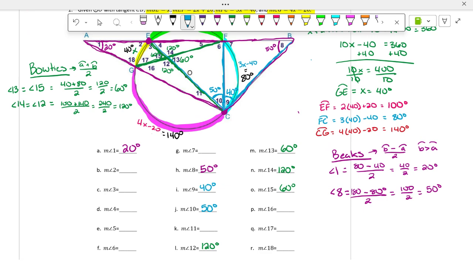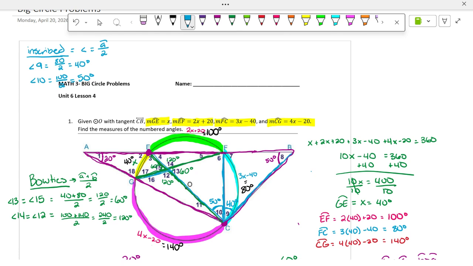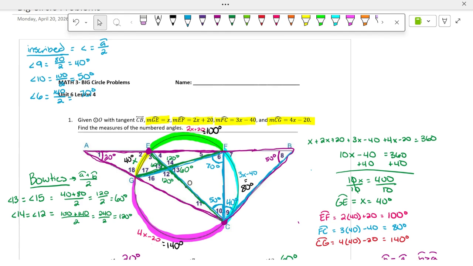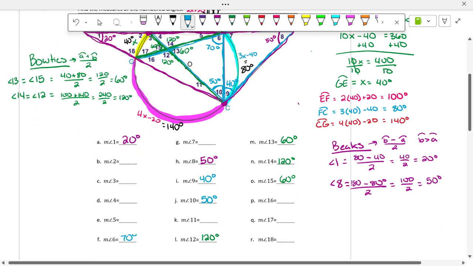All right. Someone besides Abby, name me another angle. 6. All right. So 6 is right here. All right, someone who has not talked yet today. What's the intercepting arc of that angle? 140. Good. So 140 divided by 2. That will give me what? 70 degrees. So that was 6, and it's 70 degrees.